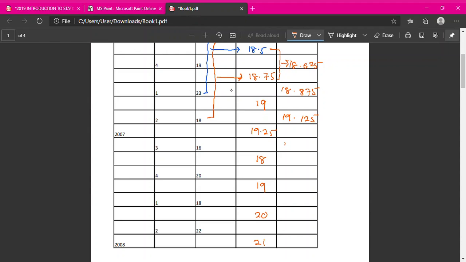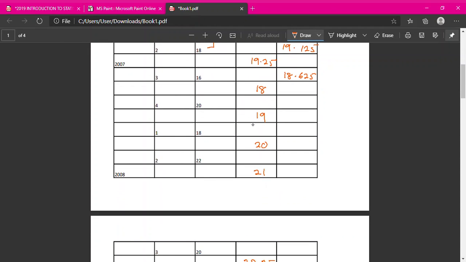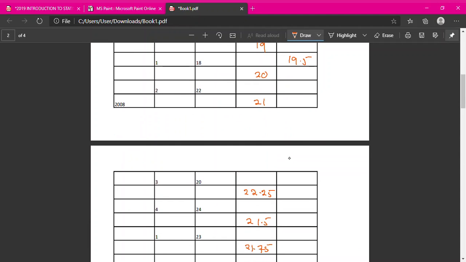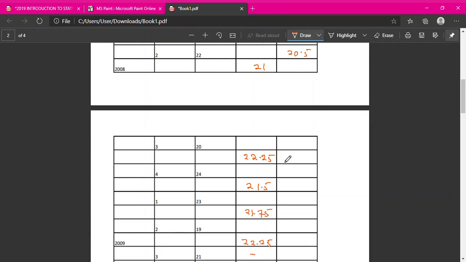Here you will get 18.625. Okay, next one. 18 plus 19 divided by 2, you akan dapat 18.5. Kat sini you akan dapat 19.5. Sini you akan dapat 20.5. Okay, next. You akan dapat here 21.625.